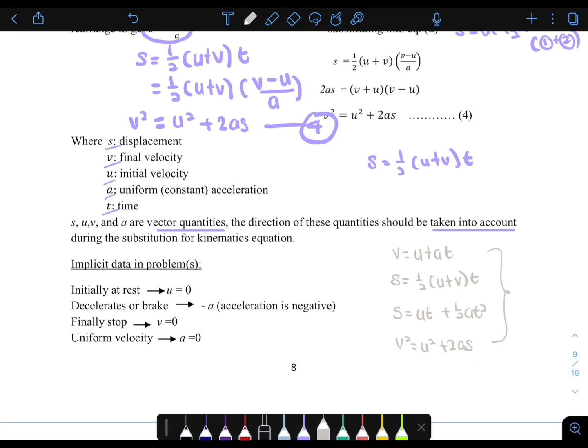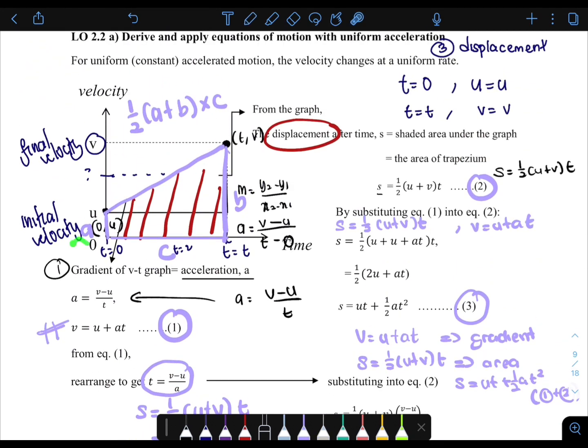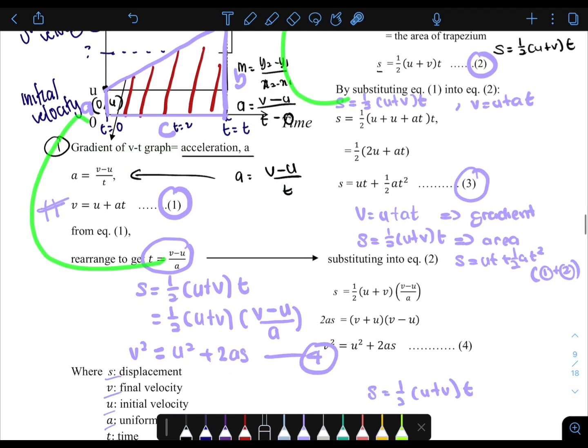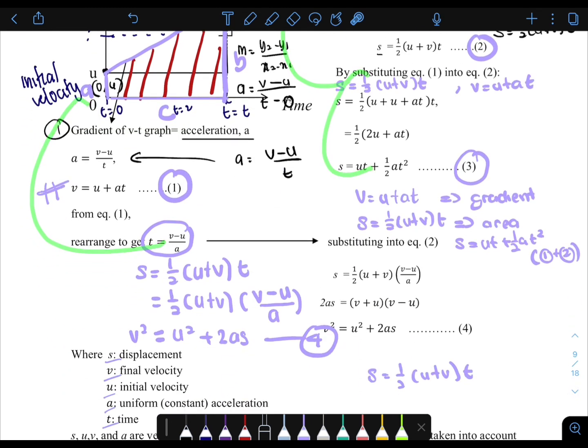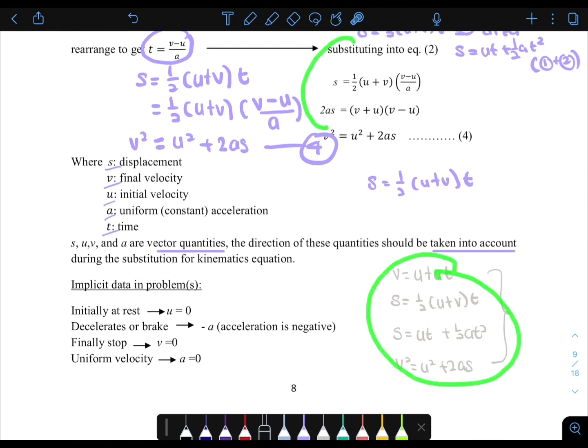Okay, so these are the equations. We have to understand how to derive them. This whole process, you should know the derivation from the gradient, the area under the graph, substituting into equation 1, equation 2, and so on. You must know how to derive and come up with all these four equations. Next, you're going to apply them to the questions.